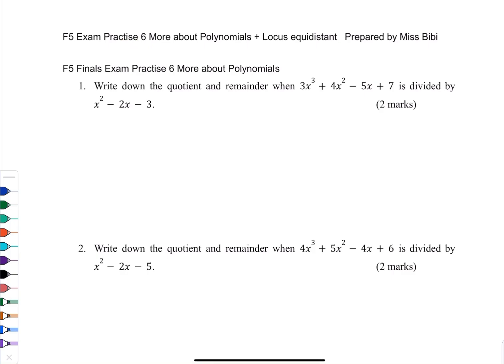This video we will be talking more about polynomials and also locus with the equidistance method. So polynomials, we are just practicing the long division here, nothing special. We want to know the quotient and the remainder when this is divided by this. So what we do basically is long division. So how do we do long division?